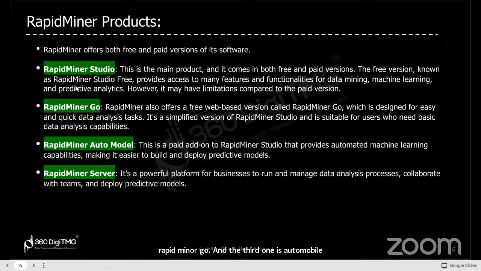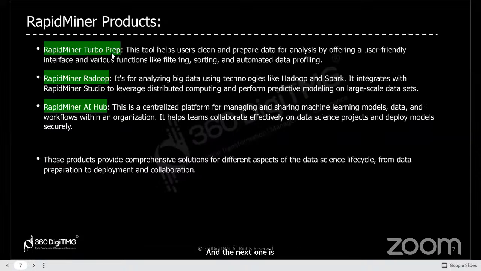And the third one is Auto Model. This is going to be seen in our further session in the product that we download. So this is an add-on to RapidMiner Studio, which we are about to download. So what is the purpose of it? It is used to build and deploy predictive models. And the Server is to collaborate with the teams and to deploy. And the next one is Turbo Prep, which is used for cleaning the data. And Hadoop is for handling big data using technologies like Hadoop and Spark. And the last one is AI Hub for managing and sharing machine learning models. So all of these are the different products present, which are about RapidMiner.